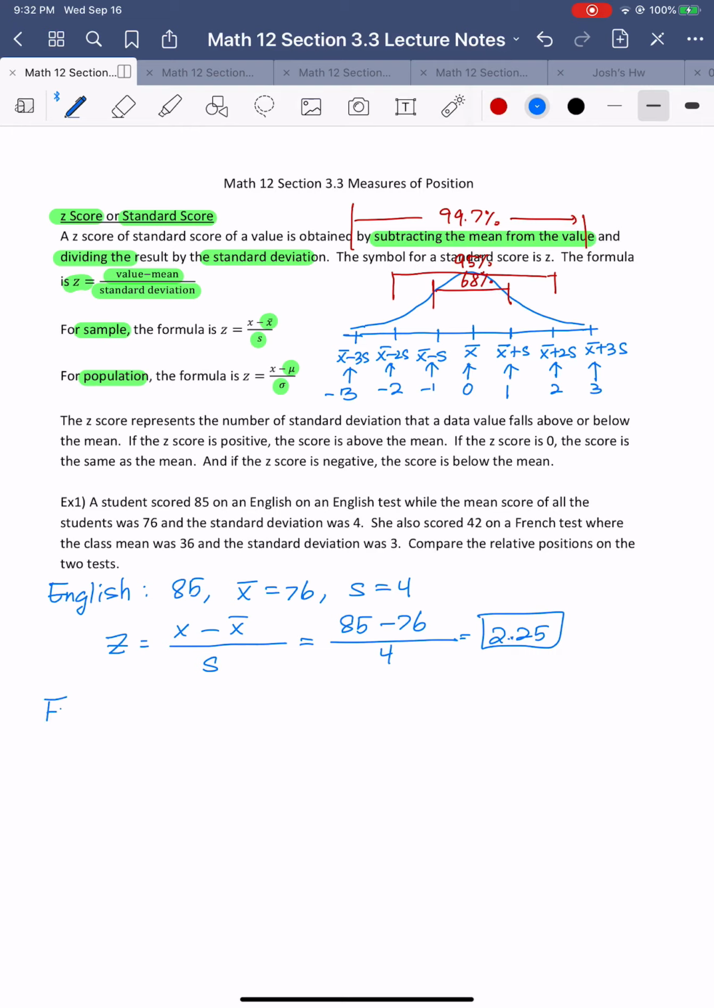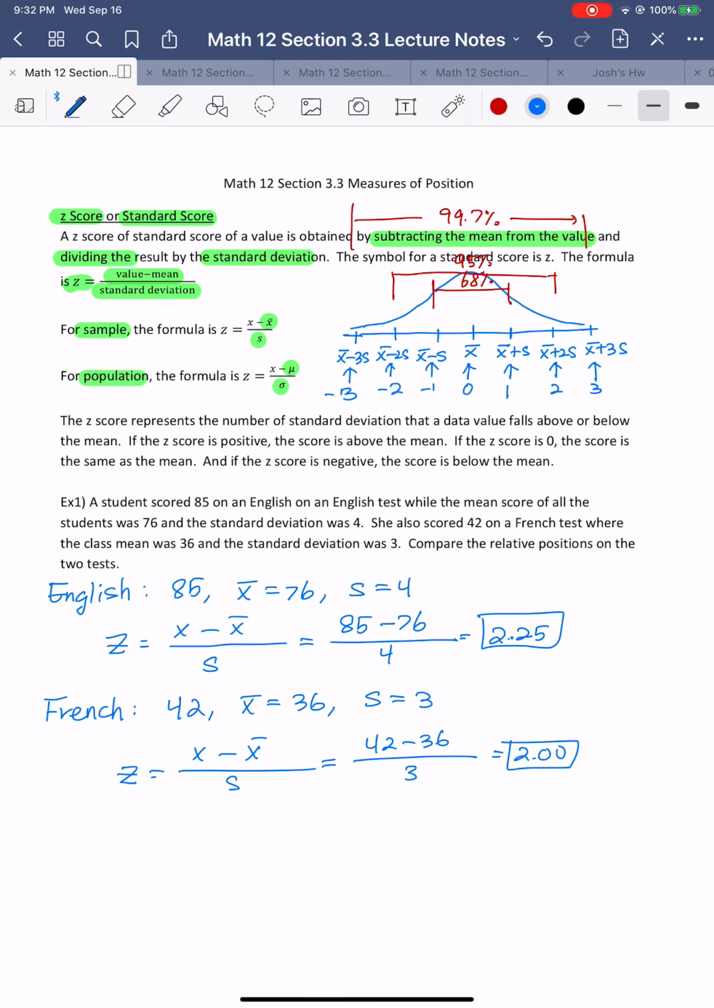And for the French, her score is 42, the mean is 36, and the standard deviation is 3. So the z-score is x minus x bar over s. x is 42, subtract 36, over 3. It comes to 2.00. As you notice, the z-score for the English test is higher than the z-score for the French test. So 2.25 is higher than 2.00.